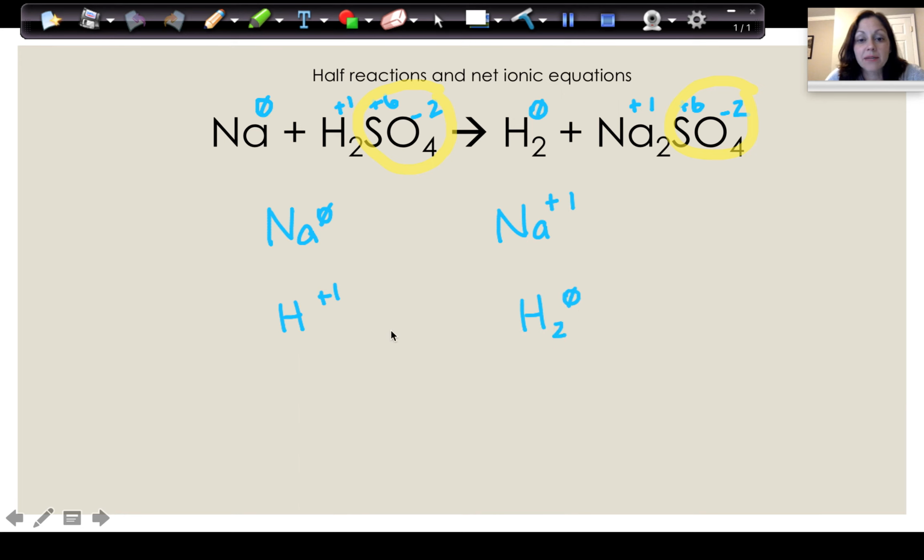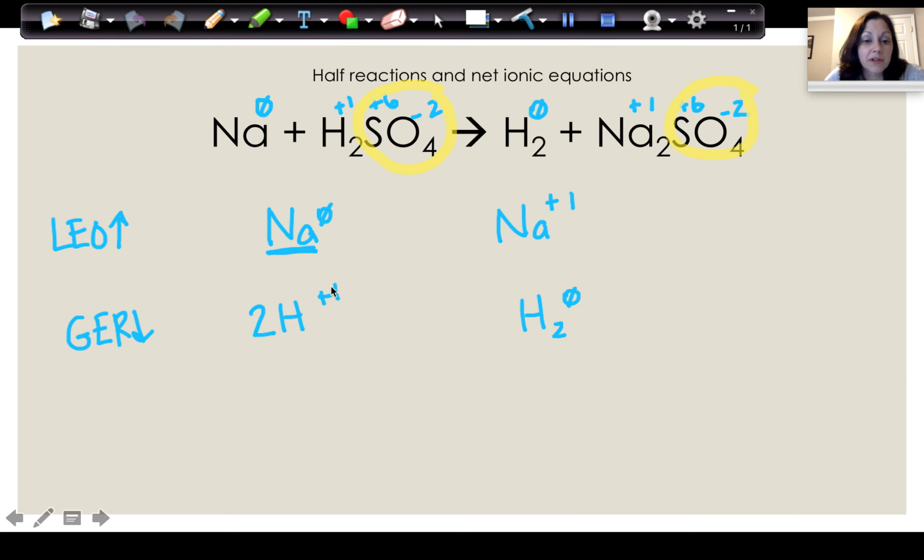That means that on the other side I need a 2H+1, but sodium has no subscript here, and this is in a compound, so I don't keep that subscript. So I'm going to label this one LEO up, and this one GER down, because the charge here is going from 0 up to +1. That means that sodium with a 0 charge is oxidized. Sodium with a 0 charge loses electrons.